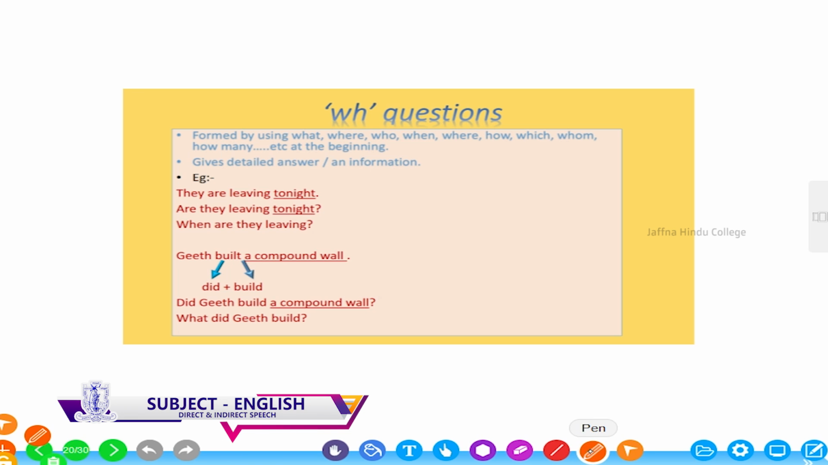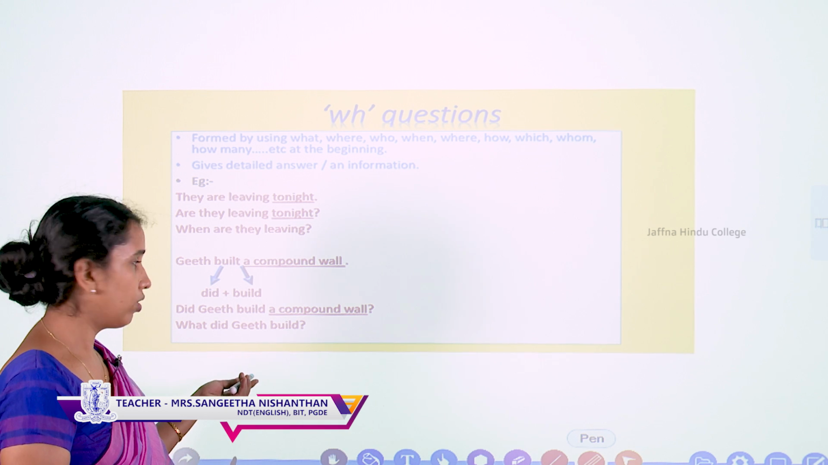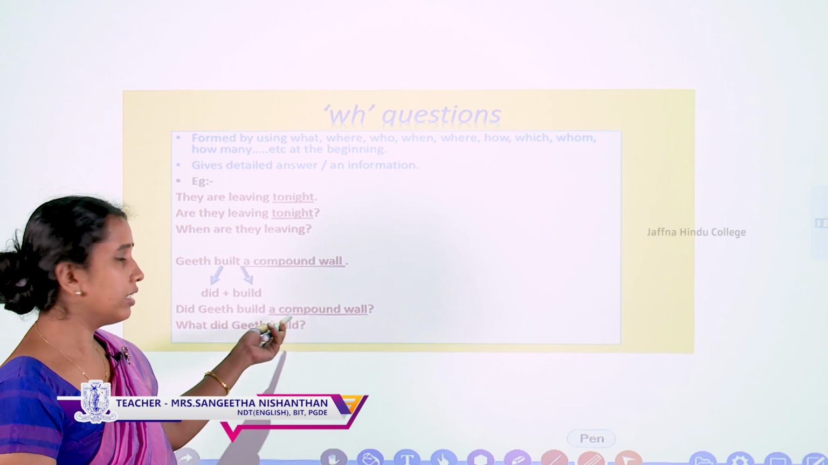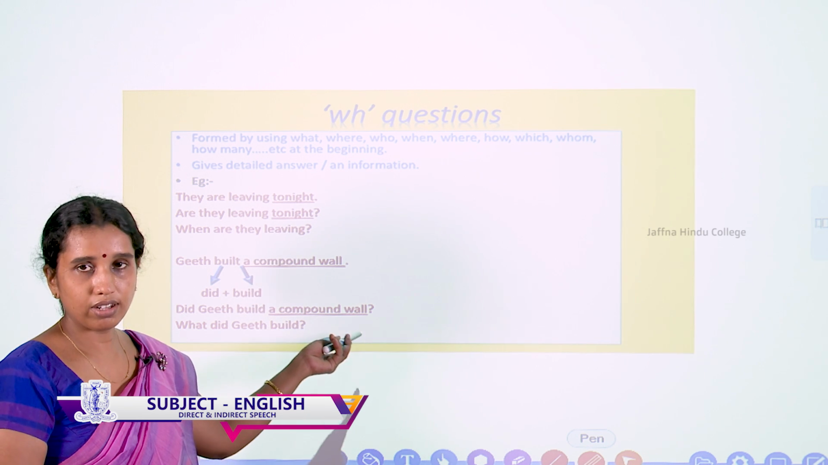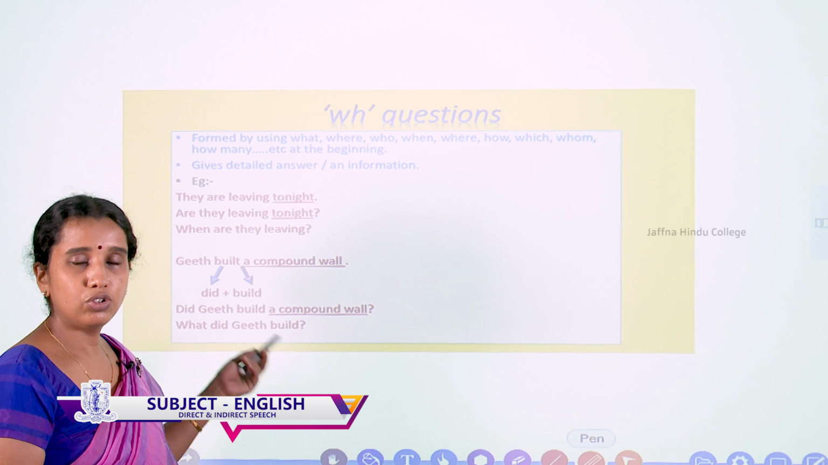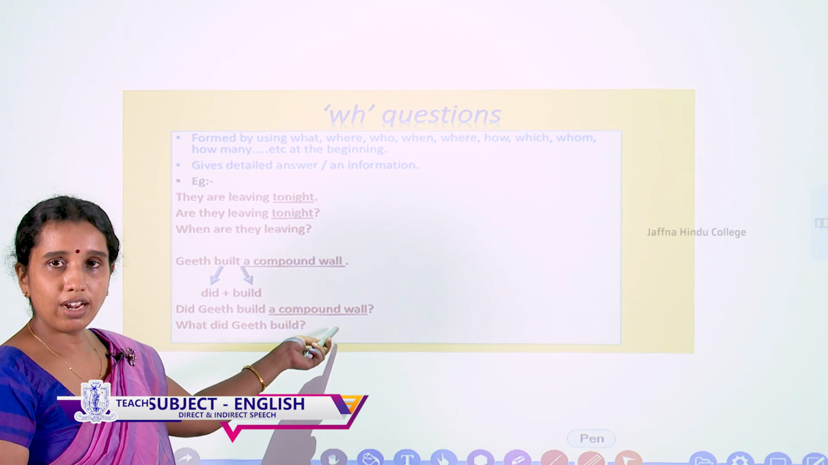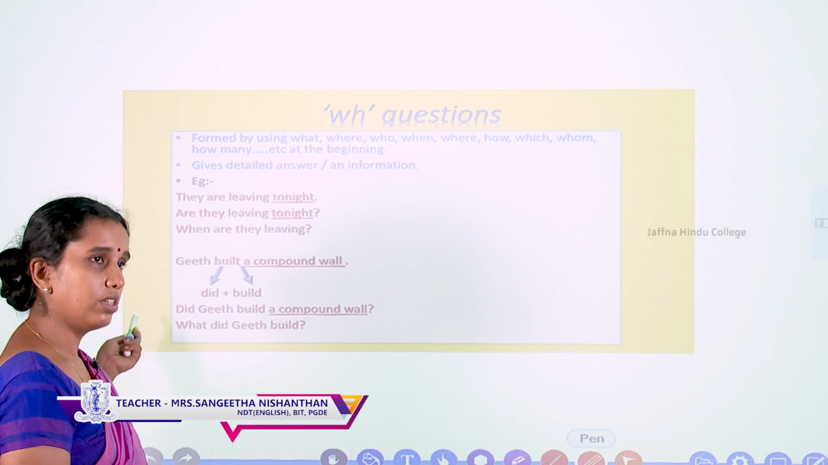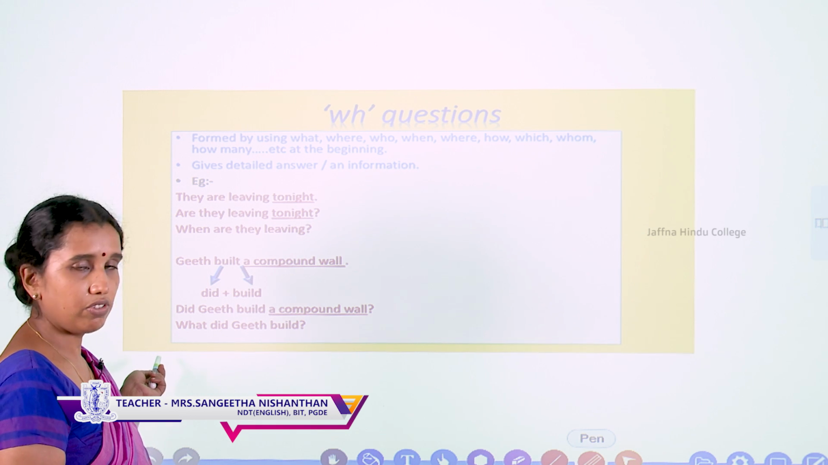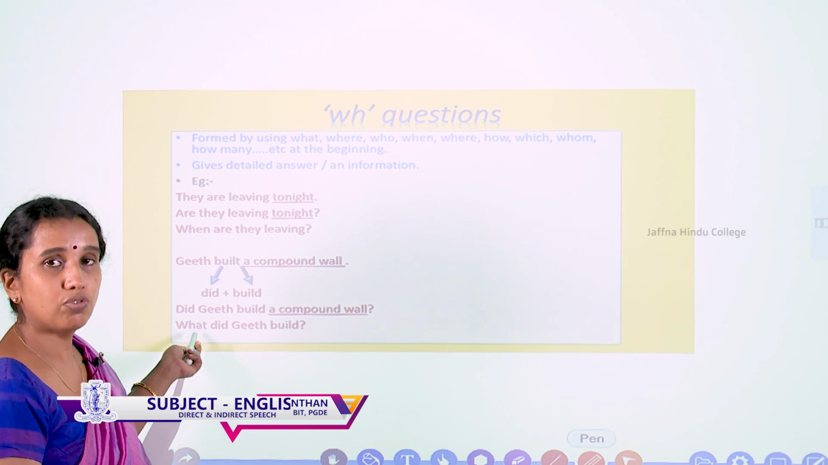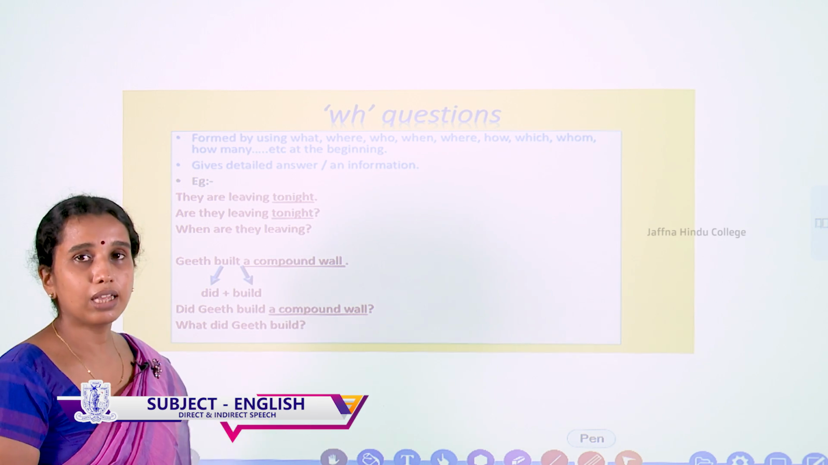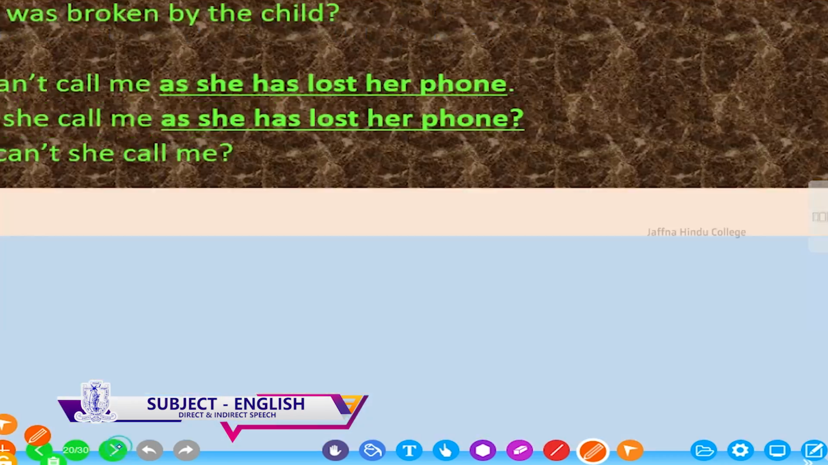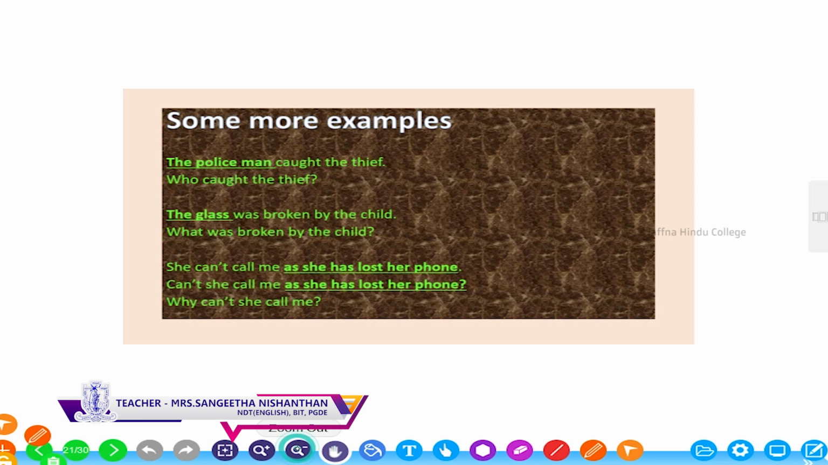This is how WH questions are formed. Geet built a compound wall. Built is did plus build, so it is in the past tense. First we change it into a yes or no question: Did Geet build a compound wall? The answer is the compound wall, so the question word should be what. Remove the answer from this question and write what at the beginning of this yes or no question. Now the question is formed: What did Geet build? This is how we form WH questions.